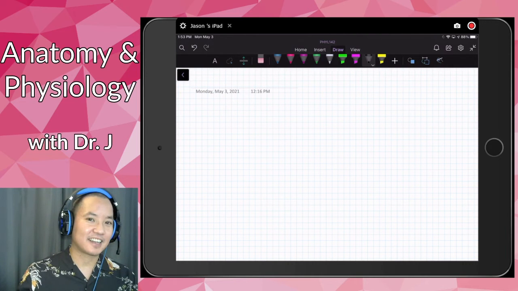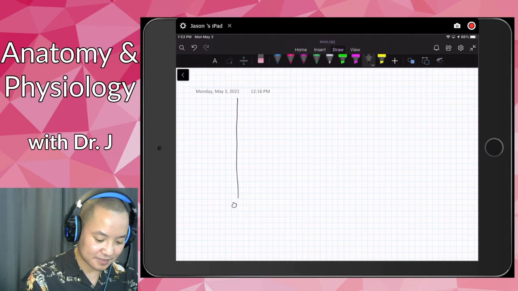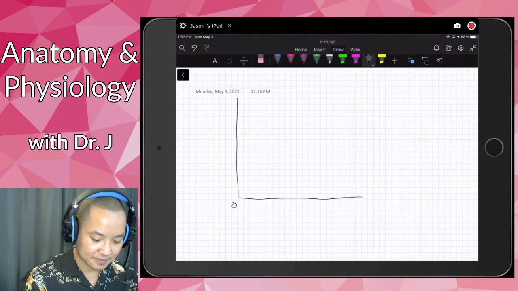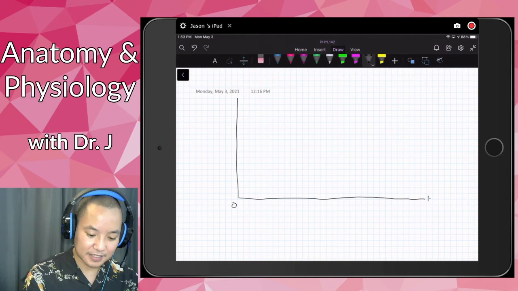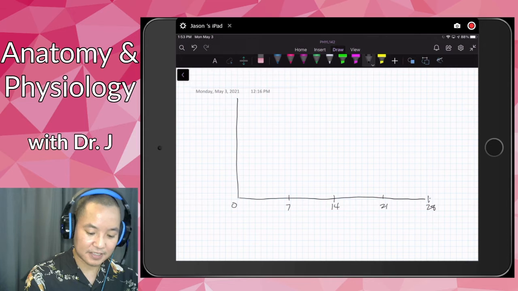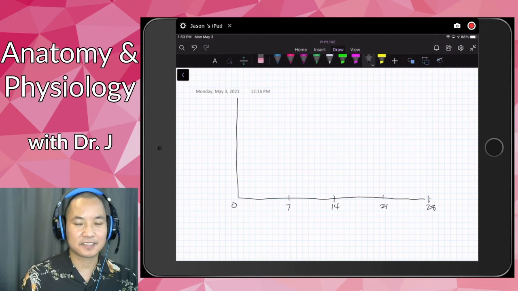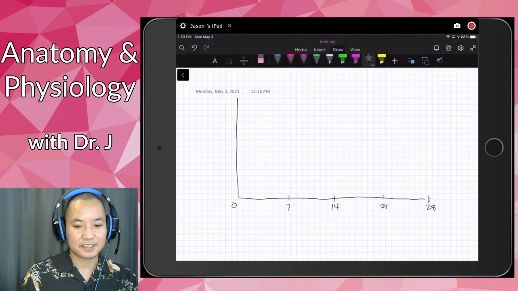Alright, so let's draw our axis. Okay, so what we do is that, again, let's start at day 0. So what's going to happen here is day 0, and then we have our day 28. And then we have our day 14 roughly in the middle, and day 7, and day 21. So again, the average woman's menstrual cycle is not 28 days, but it's easily divisible by 4 and into weeks.